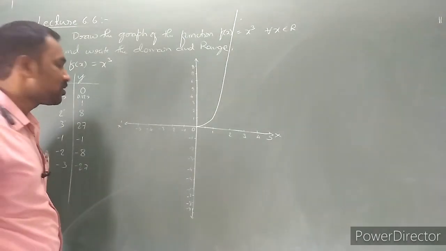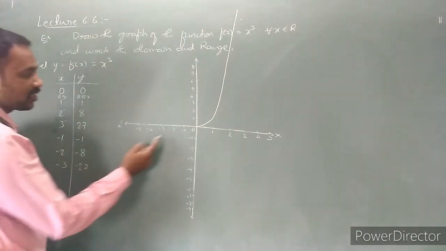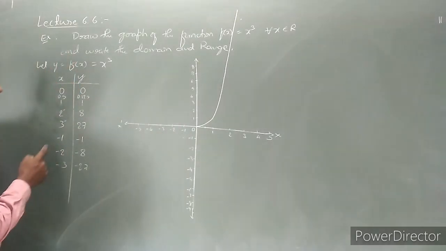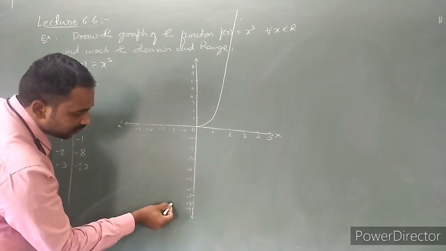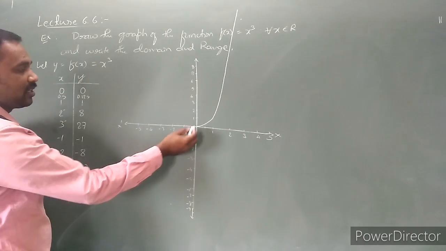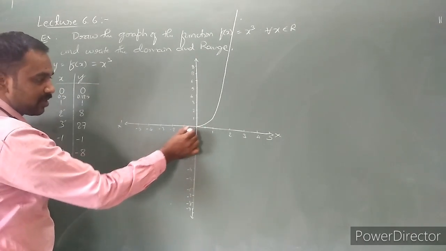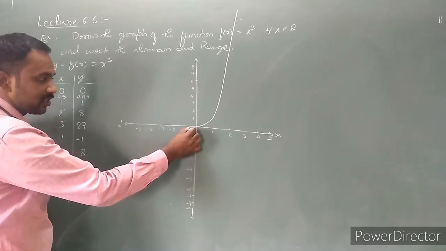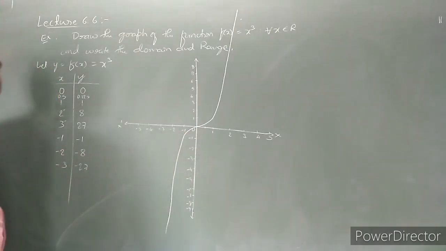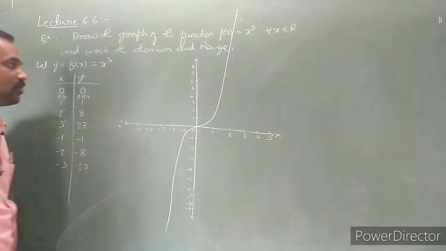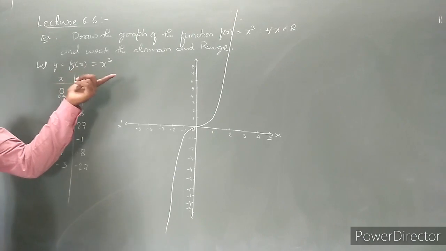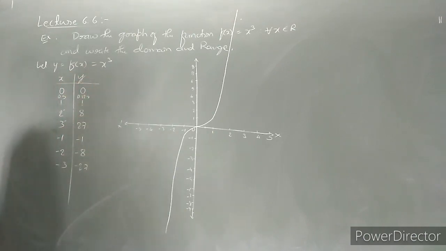Now come to the negative values. What are the negative values? Minus 1 maps to minus 1. Minus 2 maps to minus 8, which comes directly downwards. Similarly, the smaller values have images, therefore it continues in this manner. Okay, this is the graph of the function f of x is equal to x cube.